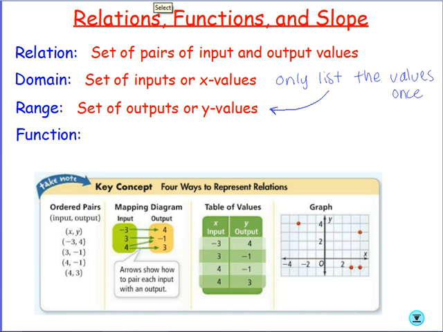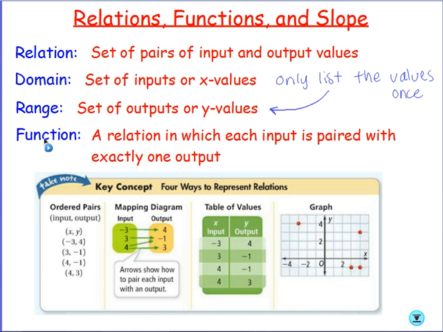And finally, our last definition is a function. This is a relation, but there's a catch to it. Each input is paired with exactly one output. That's the important part. It's paired with exactly one output. In other words, each x can only have one y. If you see an x that has two different y's, that's a problem.